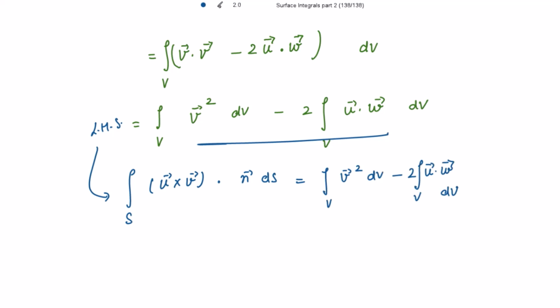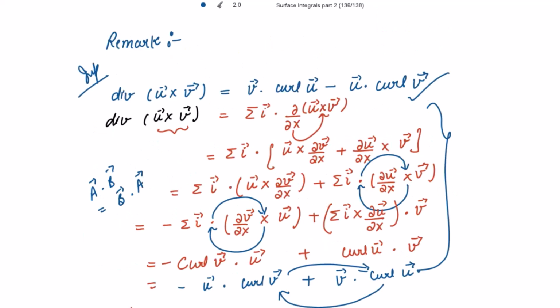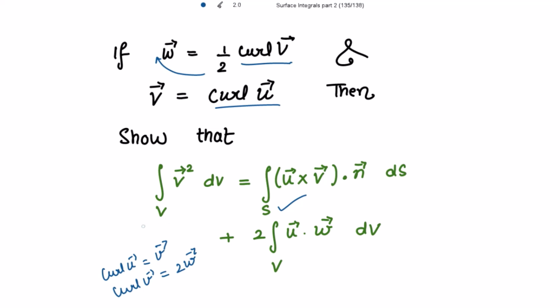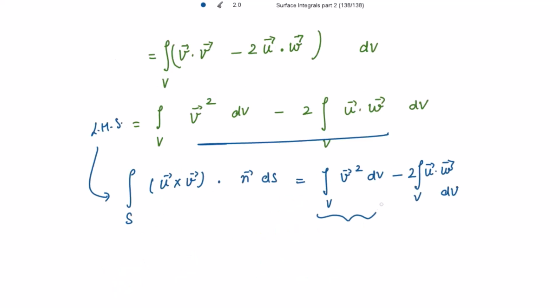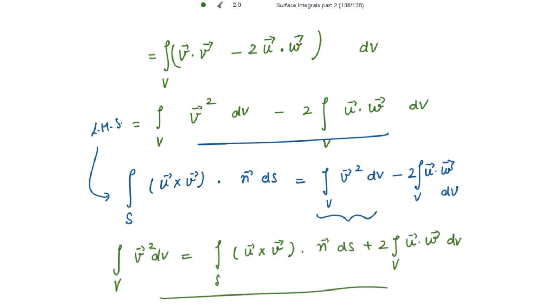But we have to show that we need to take on the left hand side the volume integral, right? And we have already got this result and this result also. Now let this integral remain here, taking this to the other side. Hence we have proved this result. Okay, thank you.